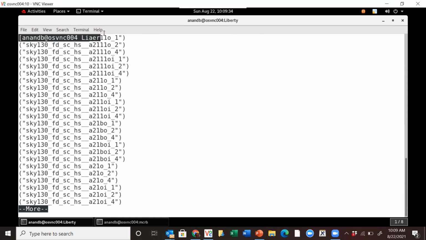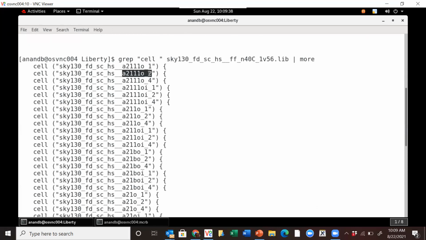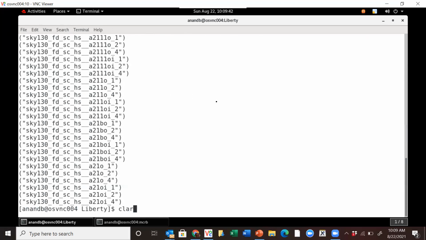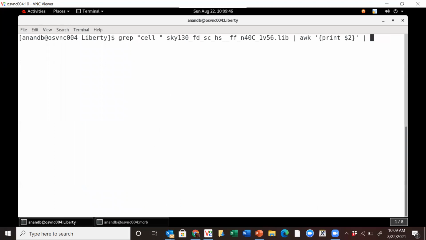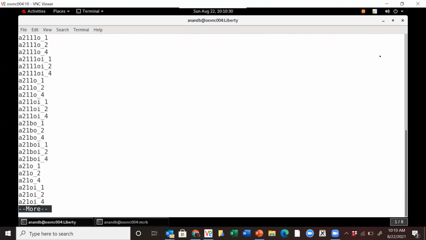I'm only interested in, let's say, getting just this part here. I just want to get a list of that. So let me show you how to do that quickly. Printing $2. Then I will basically extract that information using some pattern matching. So if I do this, let's see if I get it. So here's all the standard cells in the library.